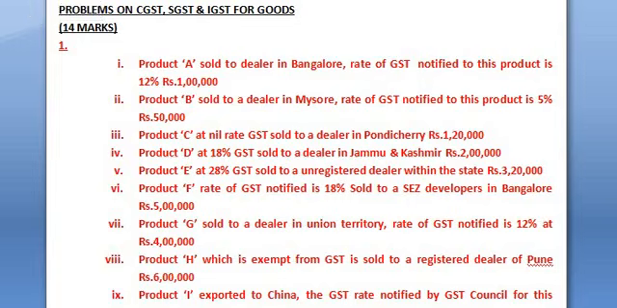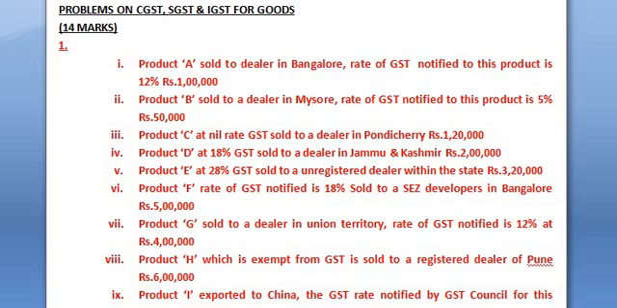In the previous class we discussed composite supply and mixed supply, which are very important types of supplies, and I hope you are very clear with those concepts. Today let us discuss the 14 marks problem, where you need to calculate all the types of GST, that is the total GST payable, CGST, SGST and IGST. If all three have been given, how will it be given and how to calculate.